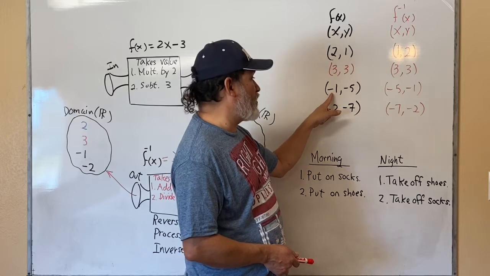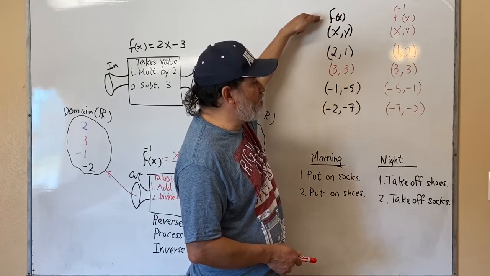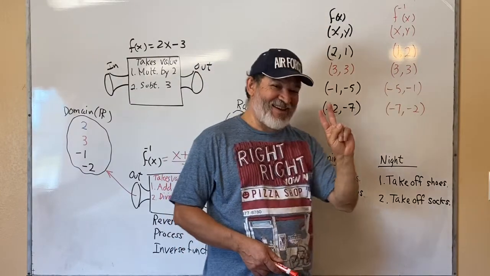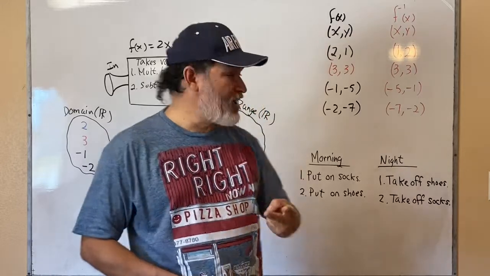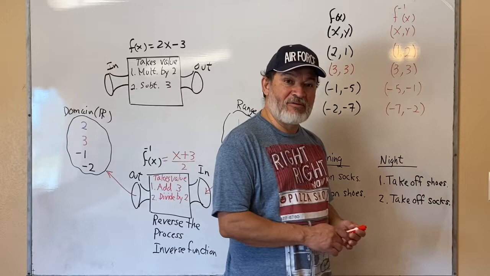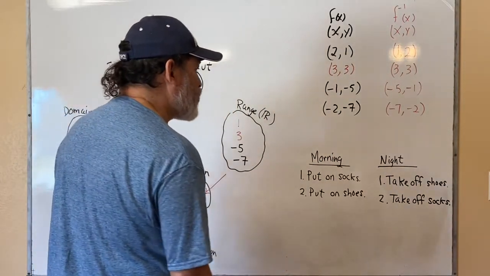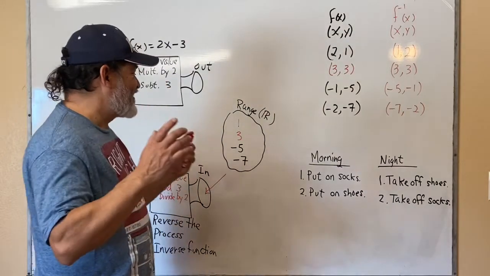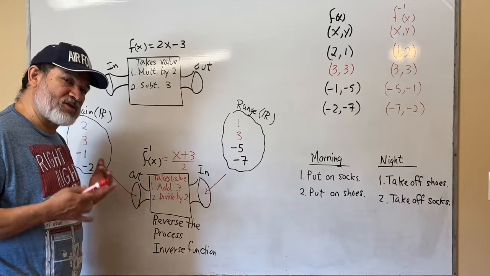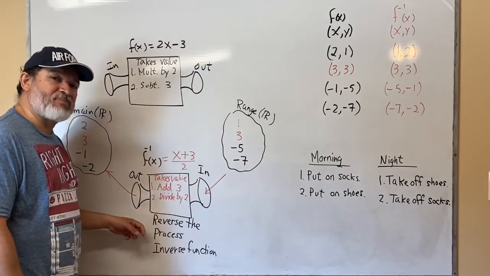Negative 5, negative 1, negative 5, the ordered pair for the function. Look at this. Negative 5, negative 1. It reversed the coordinates. See, negative 2, negative 7, negative 7, negative 2. Interchange the coordinates. Okay. So that's what the inverse function is doing. Guys, the inverse function reverses the process, okay?